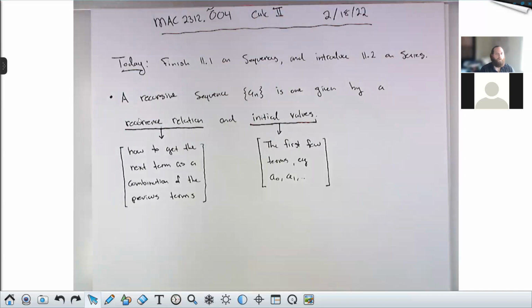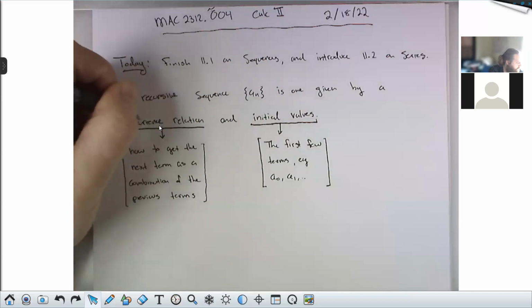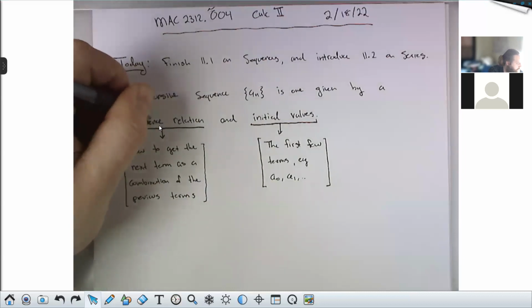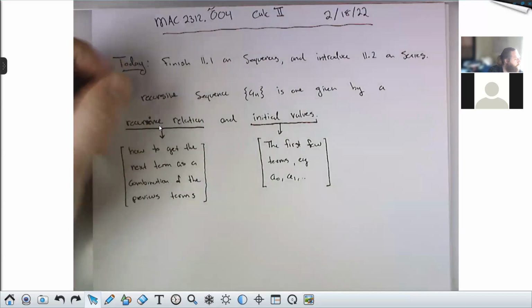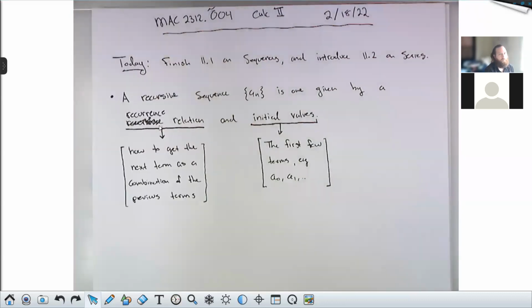Reversible? Oh no, the word is recursive. R-E-C-U-R-S-I-V-E. Sorry, and this is me not drawing it. R-E-C-U-R-S-I. Recurrence. No, yeah, this is recursive. This is R-E-C-U-R-R-E-N-C-E, recurrence relation.